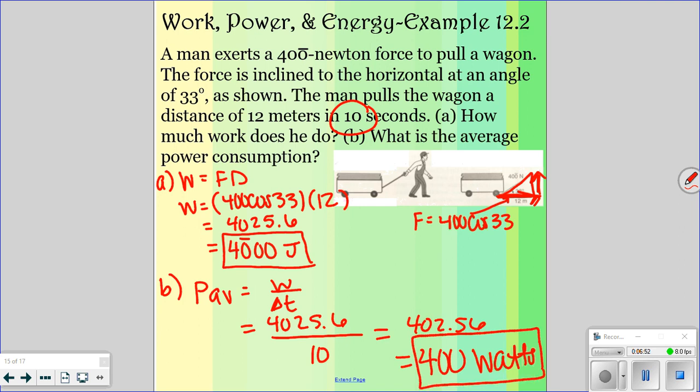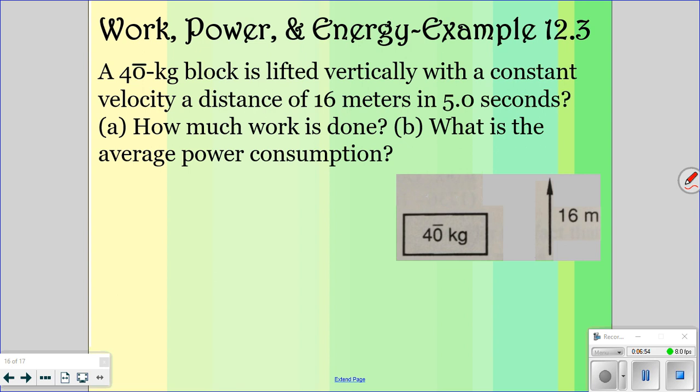Okay, so now we're going to look at one more example. We have a 40 kilogram block lifted vertically with a constant velocity, a distance of 16 meters in 5 seconds. How much work is done? What is the average power consumption? So work is force times distance.